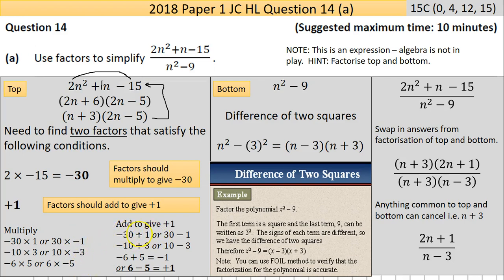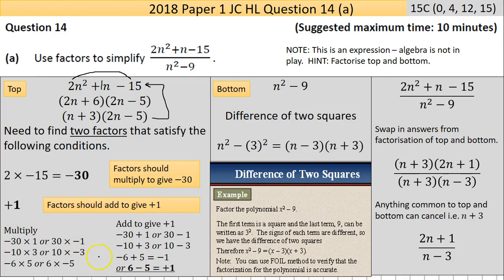Well, minus 30 plus 1 will never combine to give plus 1. Neither will 30 minus 1. Minus 10 and 3, no. And 10 minus 3, they'll never combine to give 1. But the minus 6 plus 5, when you add them together, you get minus 1. Or it could be the 6 minus 5, which could be plus 1.